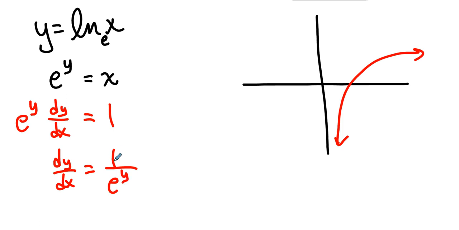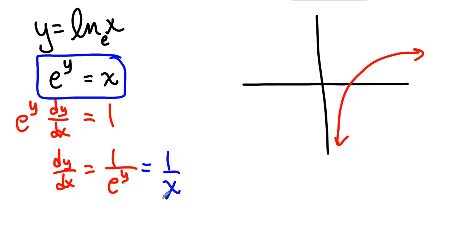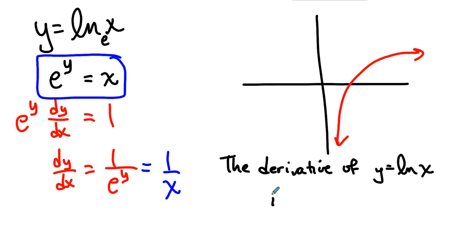Now, that's not helpful because this is a function in terms of x, and this is a function in terms of y. Lucky for us, e to the y is x, and so the derivative of the natural log function is 1 over x. The derivative of the natural log function is 1 over x. That is a huge, huge piece to know.